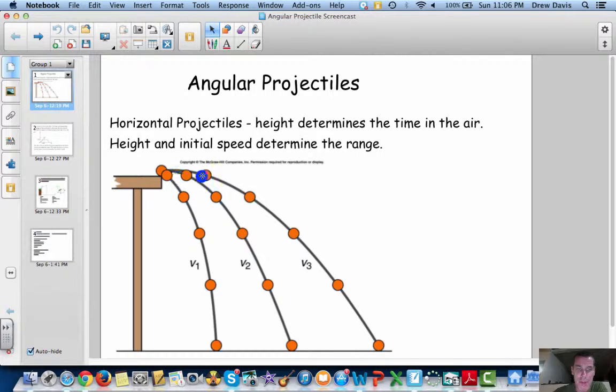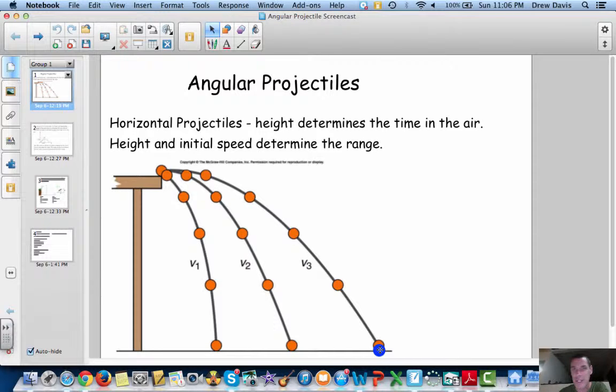Here's time T1, say, and T2, and T3, and T4, and T5. So they're moving farther and farther away from each other in the horizontal direction, but they're always at the same height in the vertical direction at the same time.